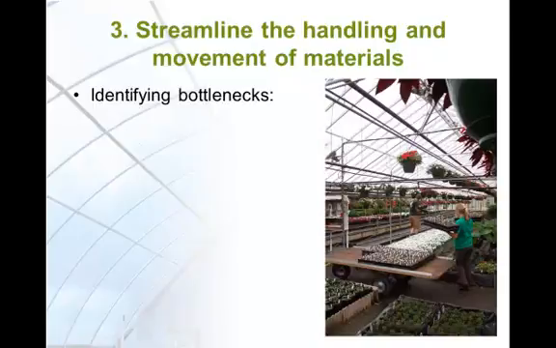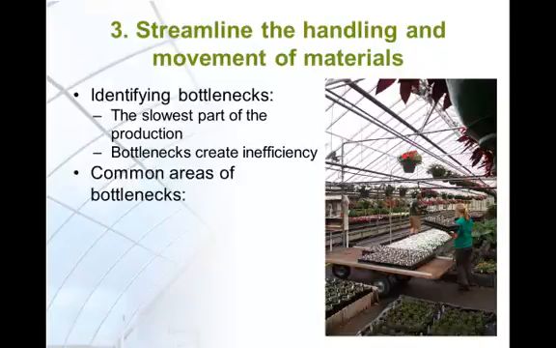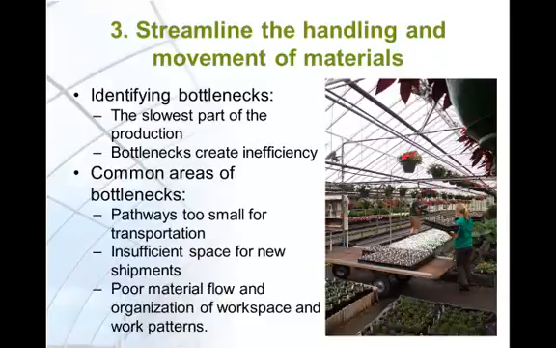How does a grower identify bottlenecks? The bottleneck is the slowest part of the production. Identification is important because bottlenecks create inefficiency and therefore waste. Equipment, staff, or the task itself could be the bottleneck. Common areas of bottlenecks are pathways that are too small for transportation, not enough space for new shipments, and poor material flow and organization of workspace and work patterns.